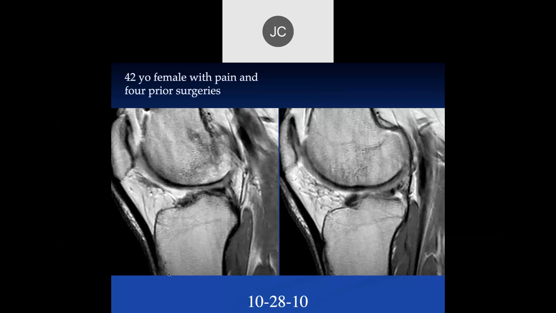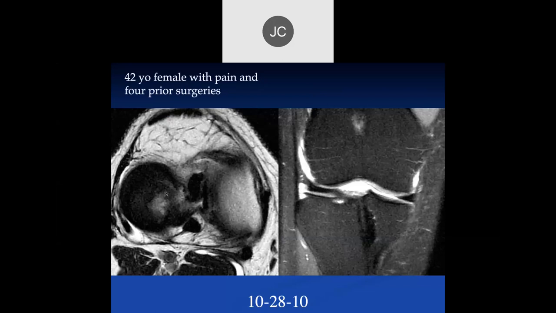This is another cut where we go farther into the knee. Maybe a little bit of scarring here in Hoffa's fat pad. We go to the axial images. What do you see here?